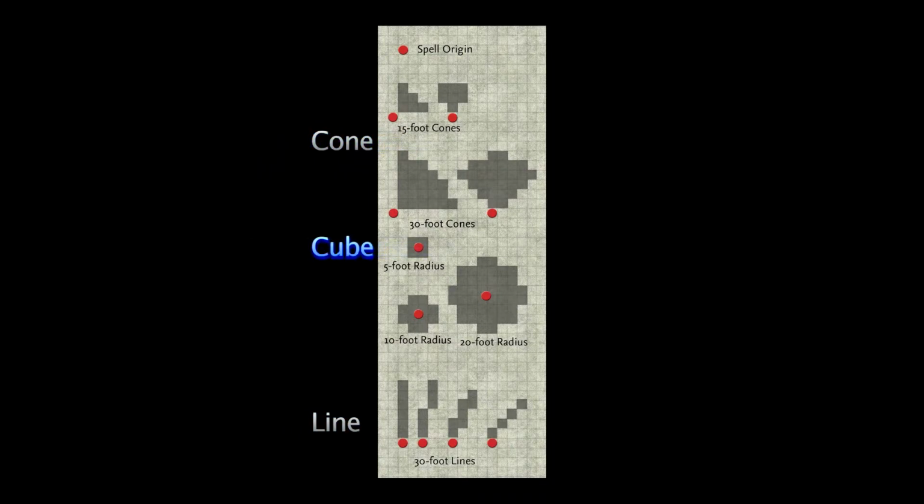Here are all the different areas of effects. You have line, cone, cube, sphere, and cylinder. Cylinder is the least common of these types.